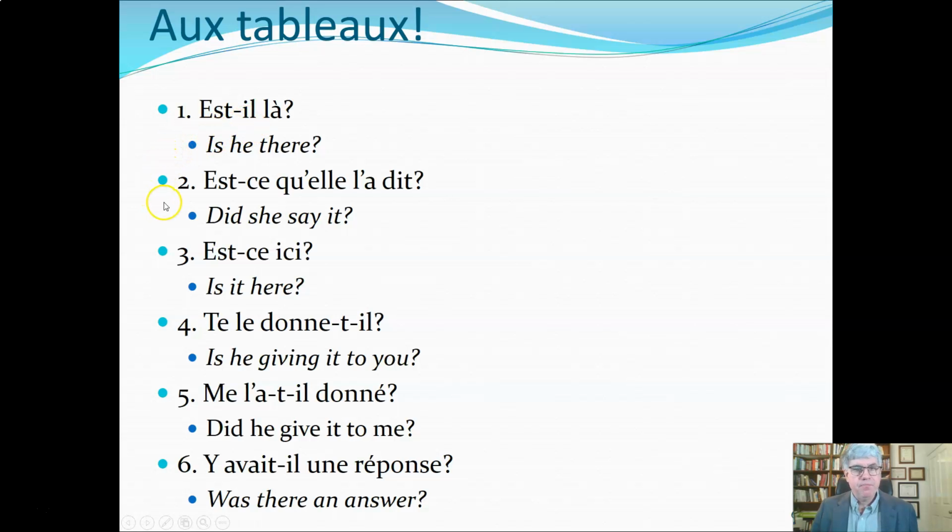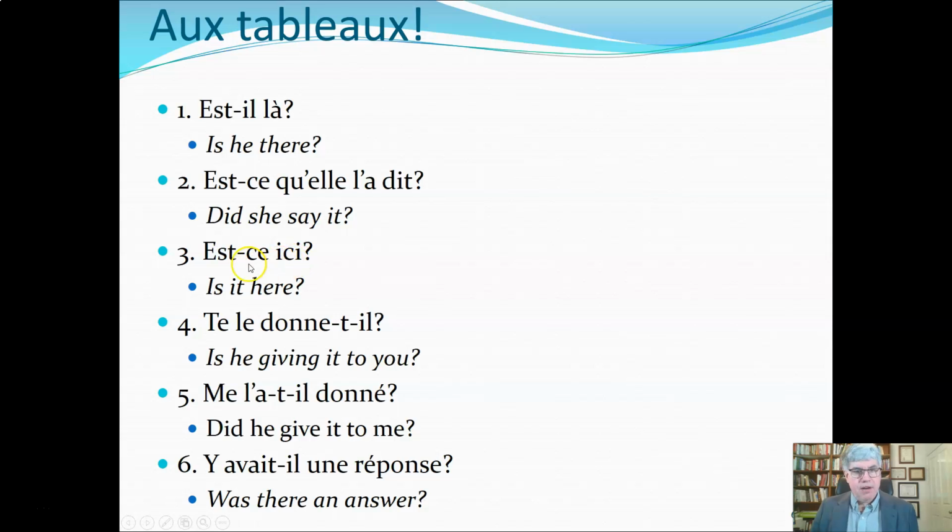Is he there? "Est-ce qu'elle l'a dit?" Here we have an "est-ce que" that we're not going to translate. Then it says, she said it. So we would change that to the question, did she say it? It's a passé composé.